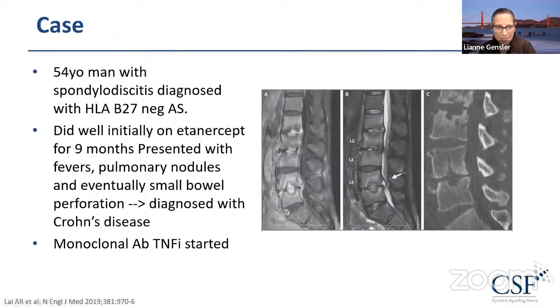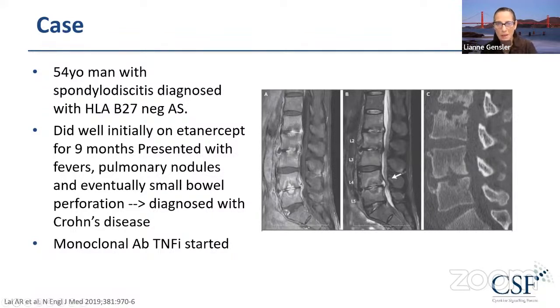So this is my last case, and this is also a true case. This is a 54-year-old man, and the first part of the case was so compelling that it was a clinical problem-solving piece in the New England Journal of Medicine. He presented with spondylodiscitis and was eventually diagnosed with HLA-B27 negative ankylosing spondylitis. He was treated, not by me, initially with etanercept for 9 months, and then he presented with fevers, pulmonary nodules, and eventually small bowel perforation, and was diagnosed with Crohn's disease.